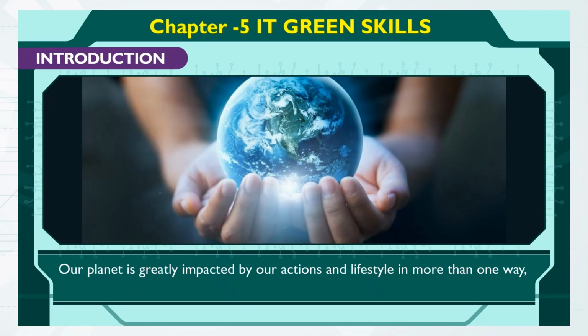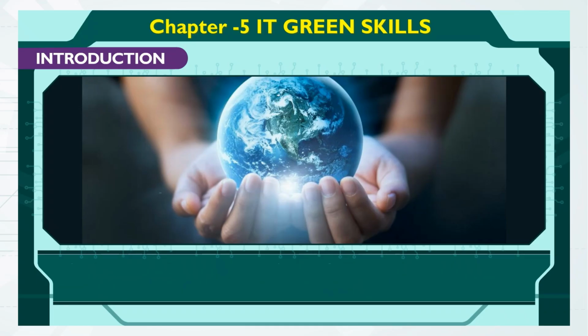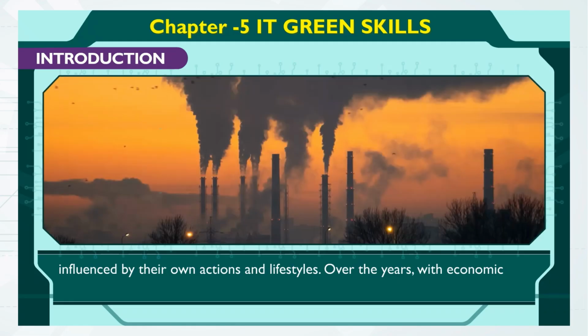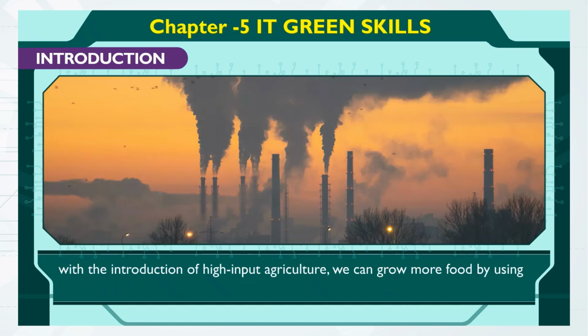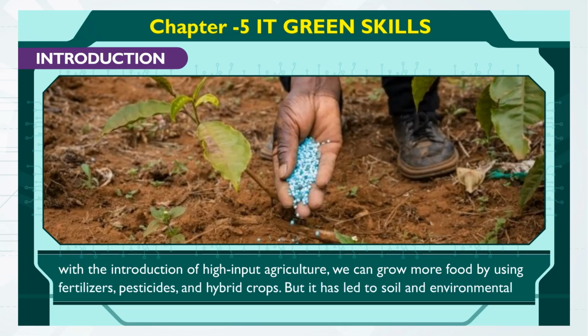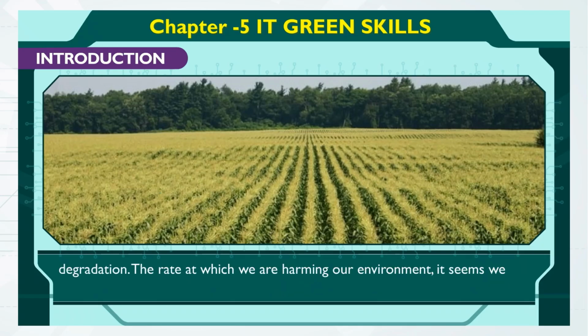Introduction. Our planet is greatly impacted by our actions and lifestyle in more than one way, and it doesn't stop here. Even the people themselves are not spared from being influenced by their own actions and lifestyles. Over the years, with economic development, there has been an increase in environmental pollution. For example, with the introduction of high-input agriculture, we can grow more food by using fertilizers, pesticides, and hybrid crops. But it has led to soil and environmental degradation.